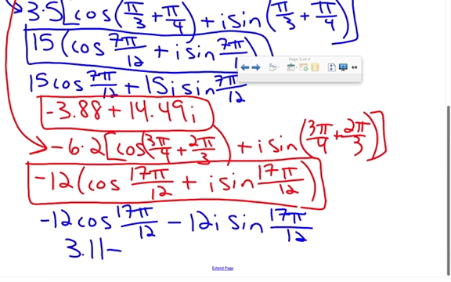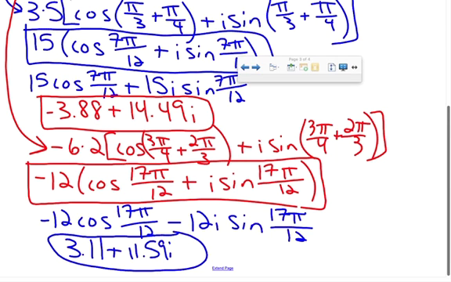minus 17 times pi divided by 12, taking the sine of that this time, and that's a negative number, so minus a negative means I'm adding. So times that negative 12 gives me positive 11.59i. And that's the second part of my answer.